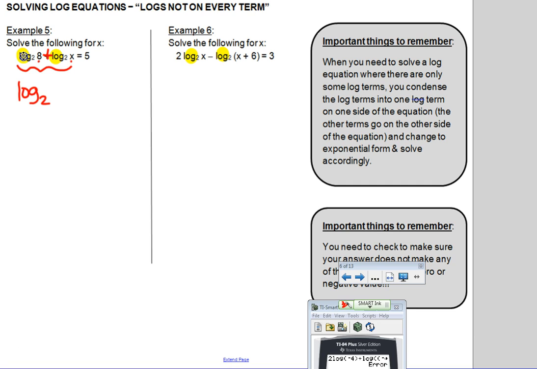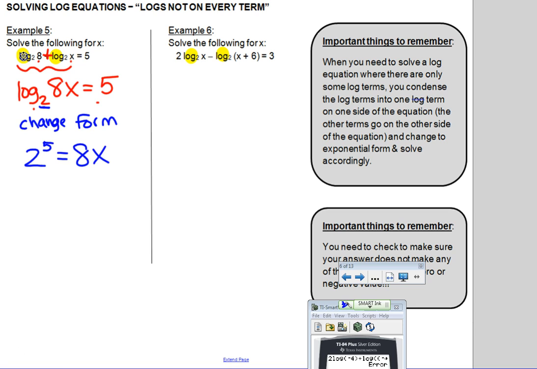8 times x is 8x. You are not going to drop the logs because there's a log here, but there's no log over there to drop. So how can you keep the equation balanced? On these particular problems, you're going to have to change forms. So we're going to change it back to exponent form. 2 is the base, 5 is the power, and 8x is the value.